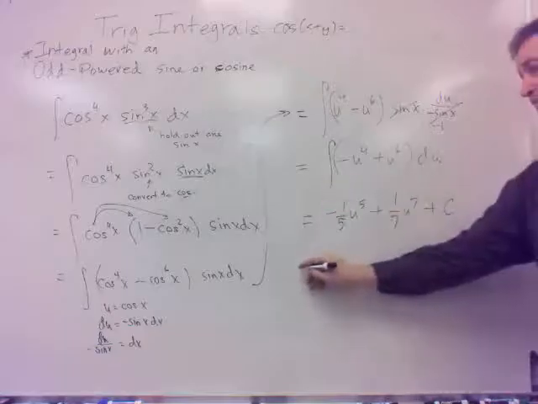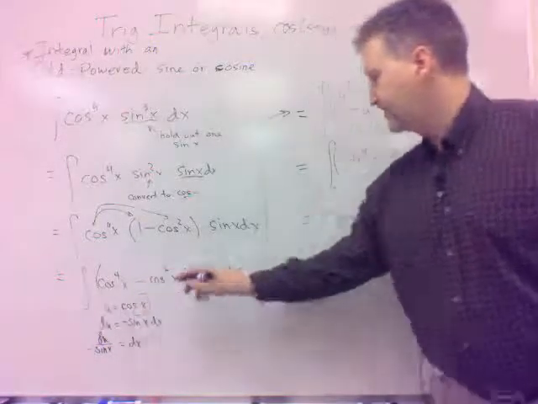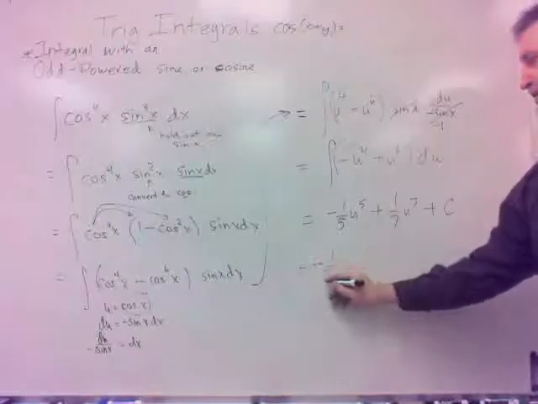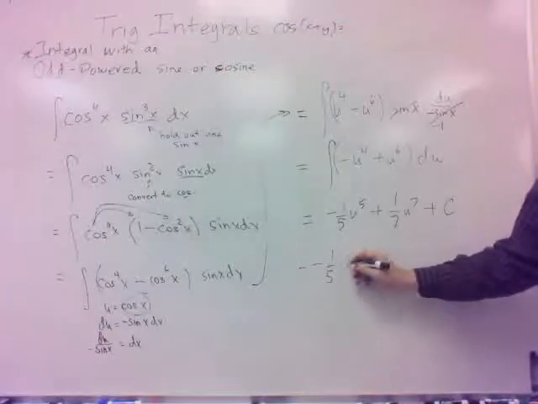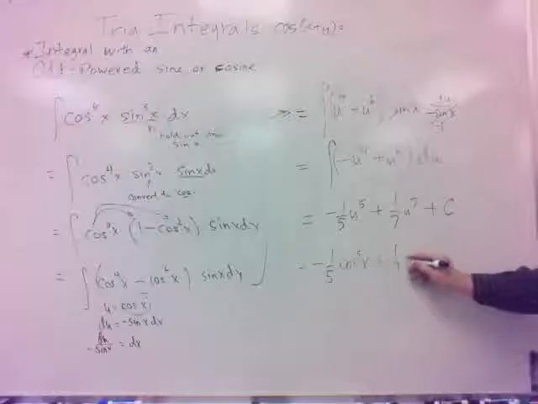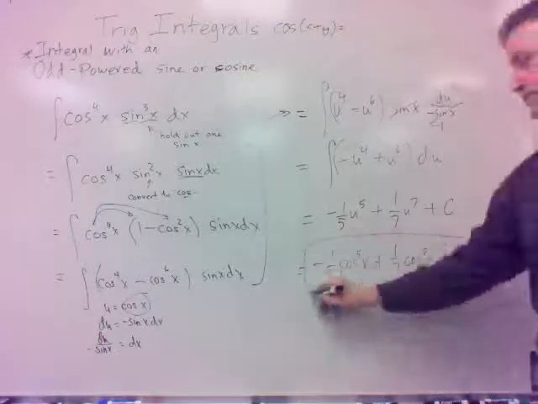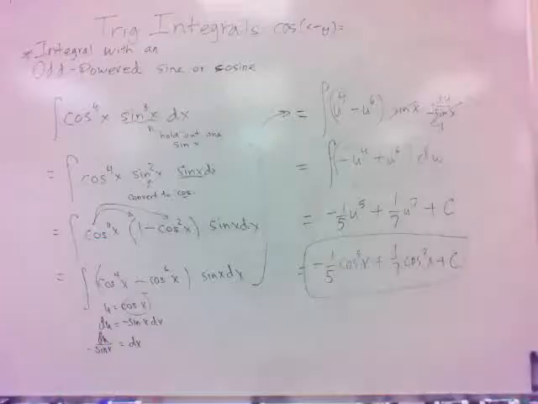All it needs then to go back is the x counterpart. Well, u is cosine of x, so this would be minus 1/5 cosine to the fifth x, plus 1/7 cosine to the seventh x. Okay? Not too bad, right?